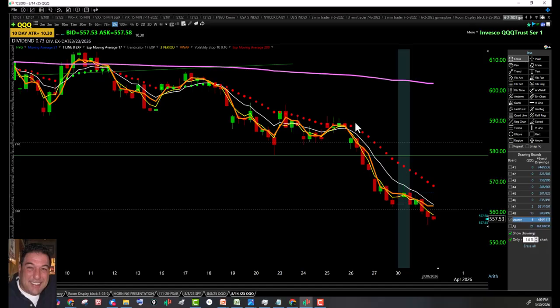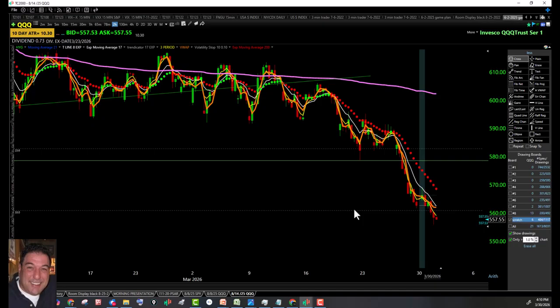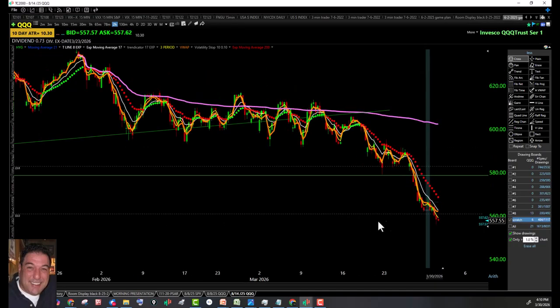2-hour downtrend, falling underneath the 17. 2-hour downtrend coming into the close. Okay, on the QQQ, there's the 33 right there. They closed underneath, so they're neutral, no longer bullish. They're going to be neutral because they closed underneath this 33.